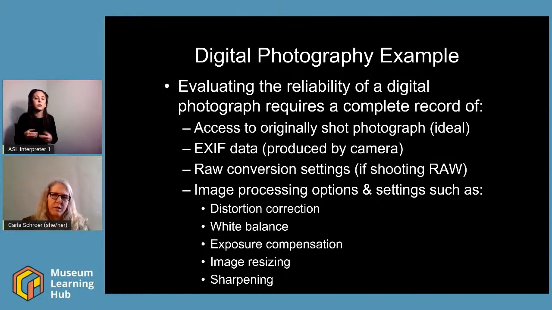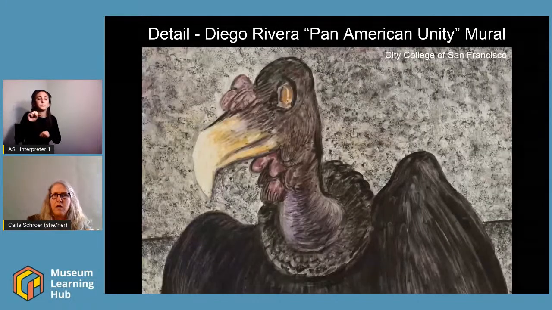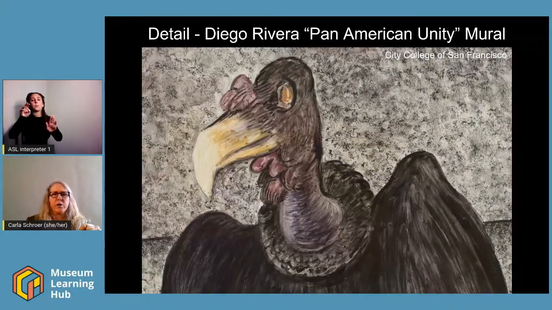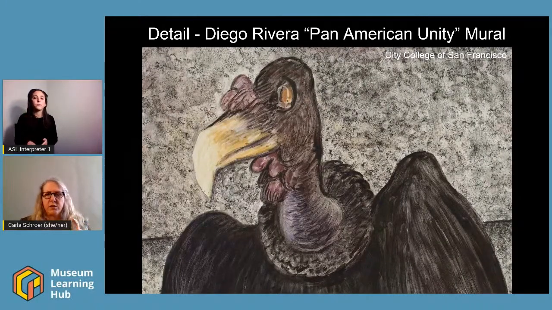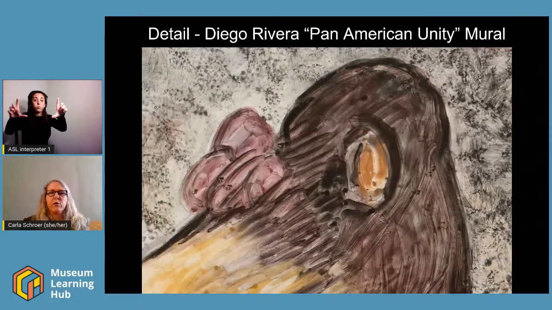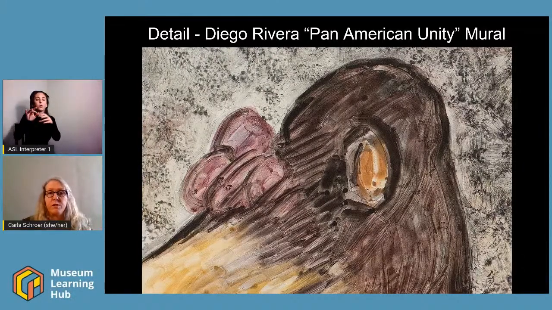So let's take that sharpening example a little bit further. Here's a detail of a Diego Rivera mural called Pan American Unity. This is straight out of the camera. Here's a little bit of sharpening, and here's a lot of sharpening. And you can't see that. That's kind of my point: this could happen and you might not notice it. So if I zoom way in here and apply a little bit of sharpening and now a lot of sharpening, hopefully you can see that. So a little bit, a lot.